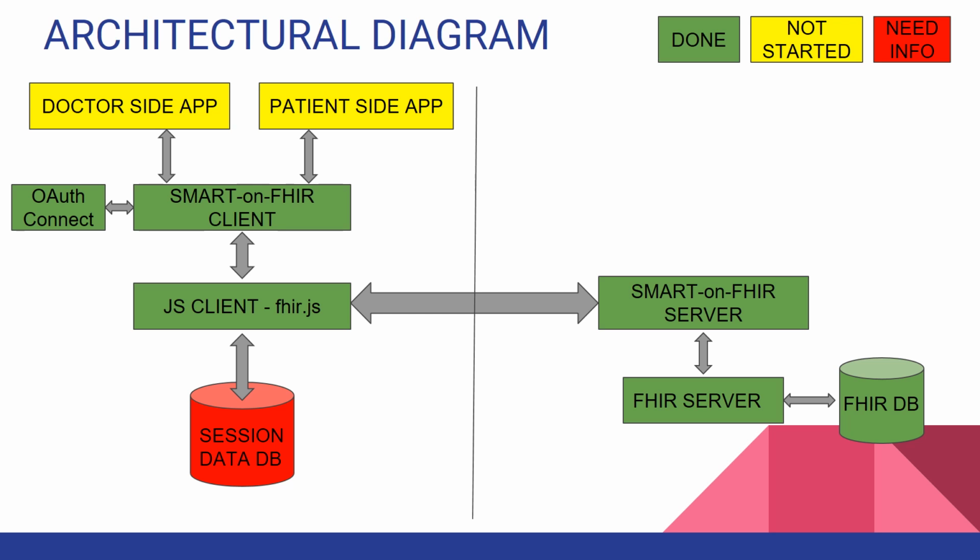This is the architectural diagram as seen in the proposed architecture. On the server side, we have the FHIR server, which contacts the FHIR database. The Smart on FHIR will contact the FHIR server. On the client side, we have a JavaScript client. We have the Smart on FHIR client on top of it. We will develop our apps, the doctor side and the patient side, two different apps on the Smart. There is authentication provided by OAuth on Smart.